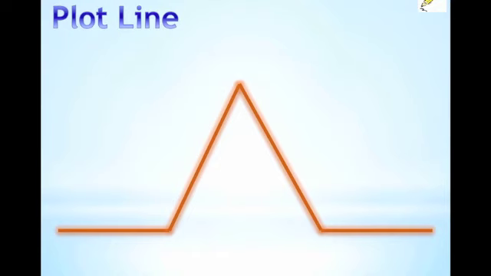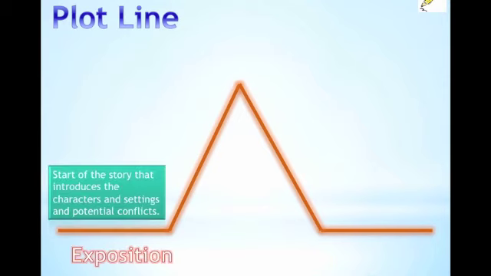Alright, so let's talk about the basic components of a plot line. And I do want you taking some notes on this, so pause as you need. The first part of a plot line is what's called an exposition. This basically is the introduction of the story. It's where the author is introducing you to the characters and settings and potential conflicts that are going to arise throughout the rest of the story.